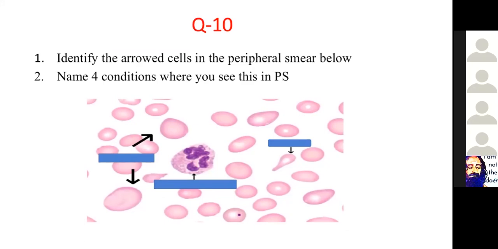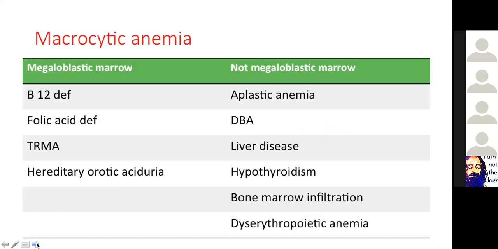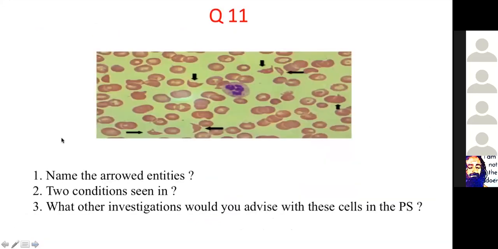Somebody has written DBA. So DBA does lead to macrocytosis. Yes, you are right. For macrocytic anemia, that's a DD. All the other inherited marrow failures also usually have macrocytic anemia. So we move on to the next question.